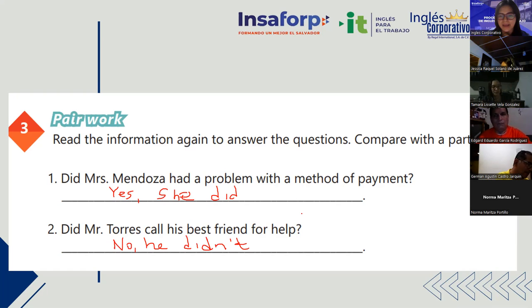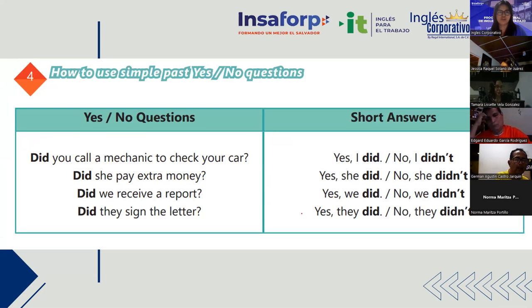Okay. Nice. Now, we're talking about questions, right? Did you call a mechanic? Remember what we said in the previous exercise when we were talking about negatives? In negatives, we use the auxiliary and the verb in the present. When we talk about questions, it's exactly the same. We use the auxiliary at the beginning of the sentence, and then we use the verb in the present form, base verb, right? Did you call a mechanic to check your car? Yes, I did. No, I didn't. We use that to give a short answer.